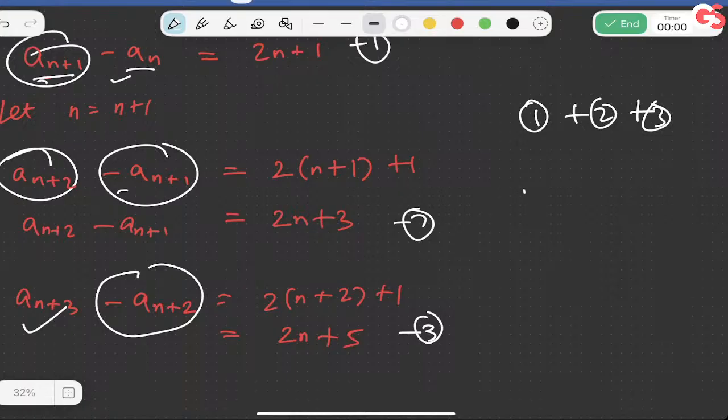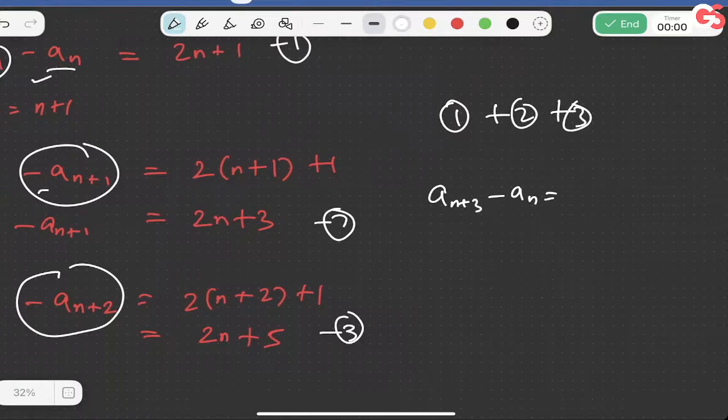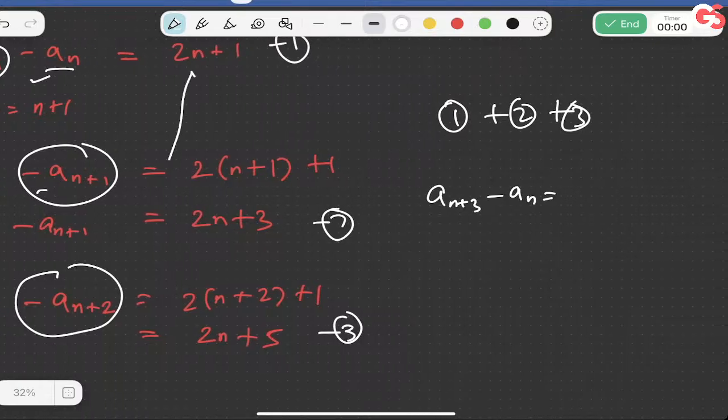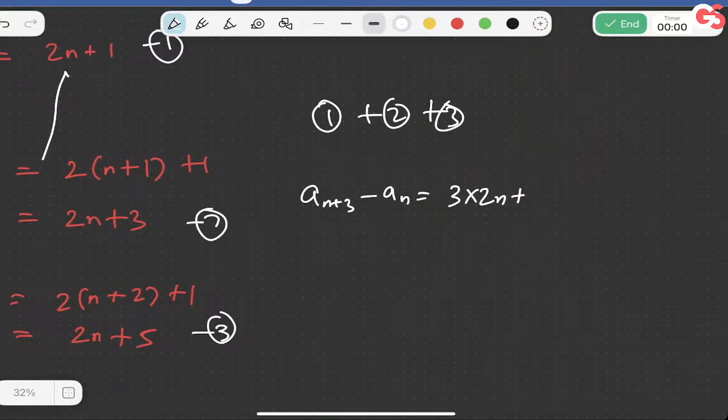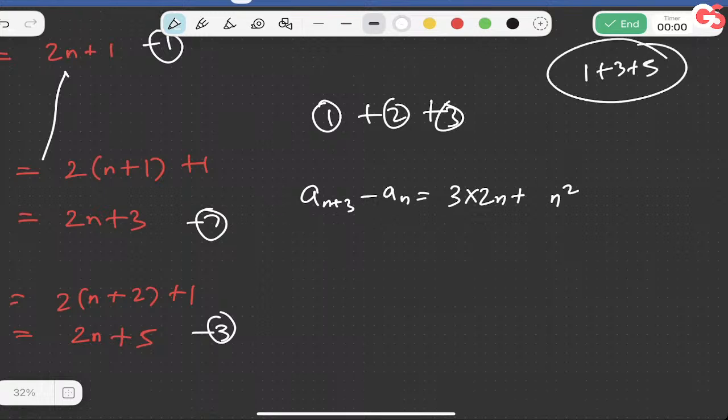So a(n+3) minus a(n) will be equal to the sum of all of it. So 2n 3 बार आ गया और 1 plus 3 plus 5 आ गया, which is nothing but n square. 1 plus 3 plus 5 is the sum of odd numbers. So if we have n odd numbers, we say 3 square है यहाँ पे, right? Is that clear? Because we are dealing with three odd numbers. Did you understand this? बात समझ में आ रही है?